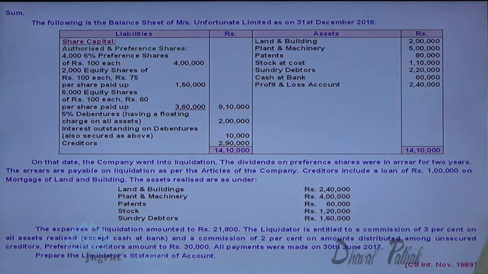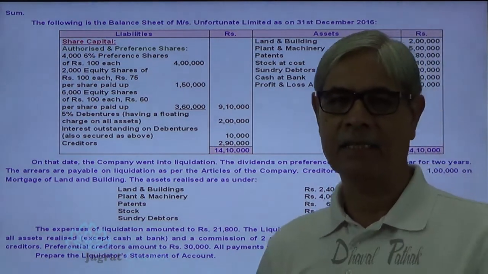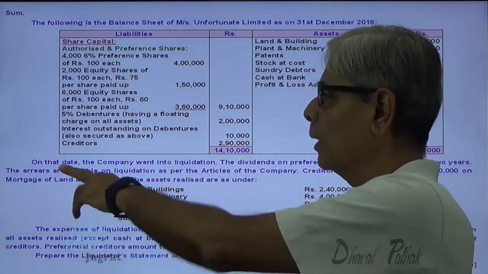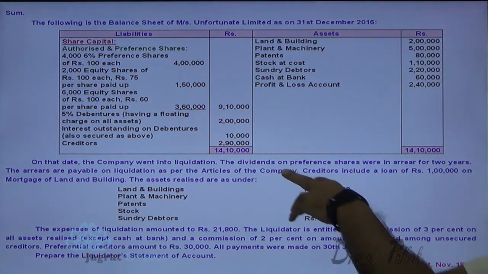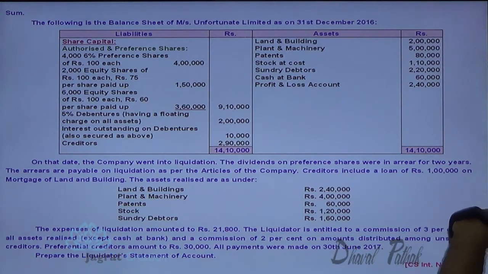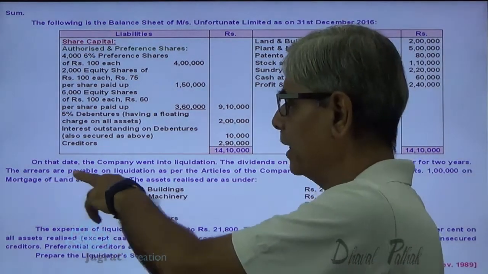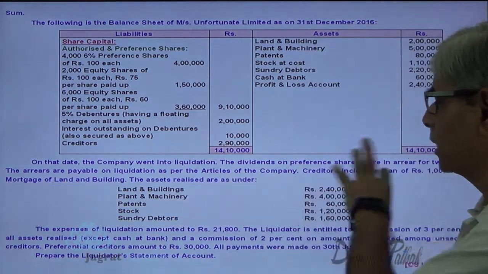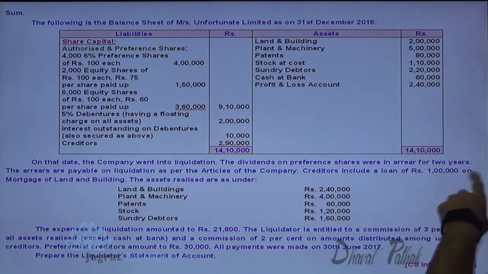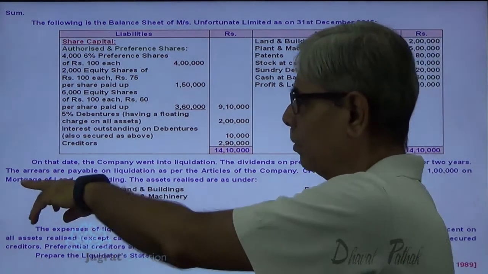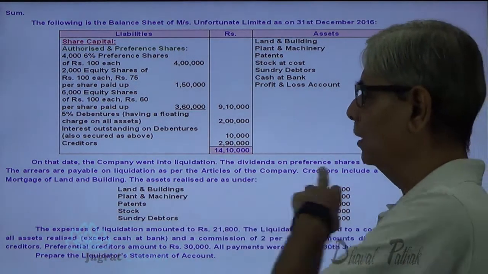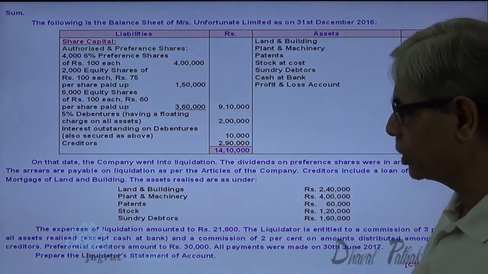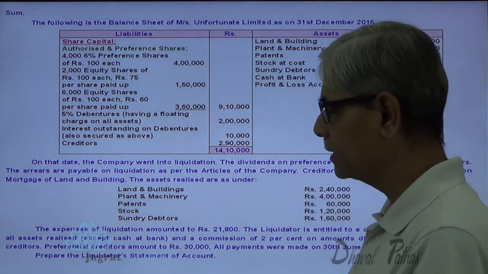Land and building, plant and machinery, patent, stock, etc. assets are given to you. On that date, company went into liquidation. The dividend on preference share were in arrears for 2 years. Arrears are payable on liquidation as per the articles of the company. Creditors include loan of rupees 1 lakh on mortgage on land and building. The assets realized as follows: land and building, plant and machinery, patent, stock, sundry debtors.